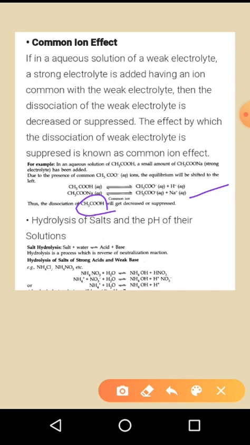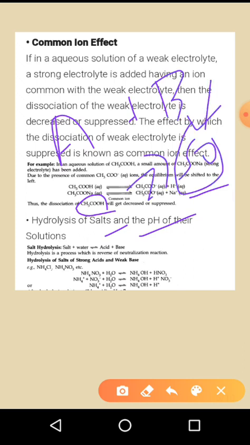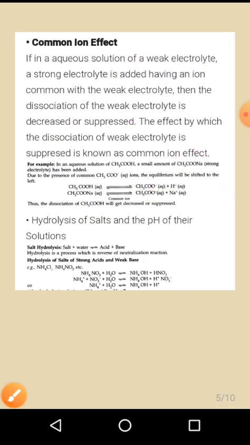Next one, hydrolysis of salts and pH of their solution. Salt hydrolysis: salt plus water will give acid plus base, because when you combine an acid and a base you get the salt. So upon adding water to this salt, you will get an acid as well as a base. Hydrolysis is a process which is the reverse of the neutralization reaction.